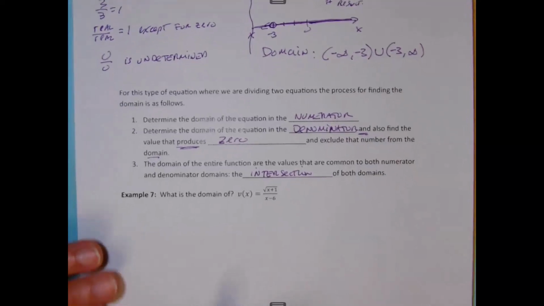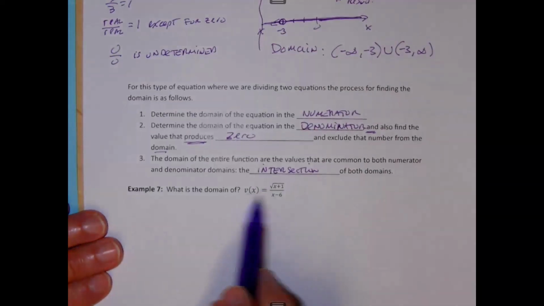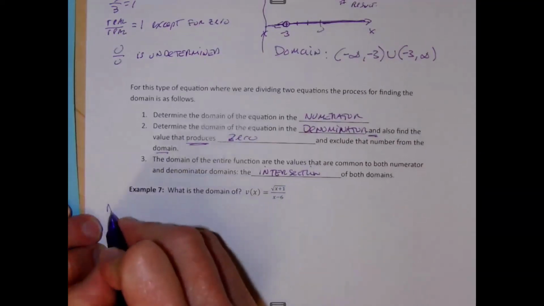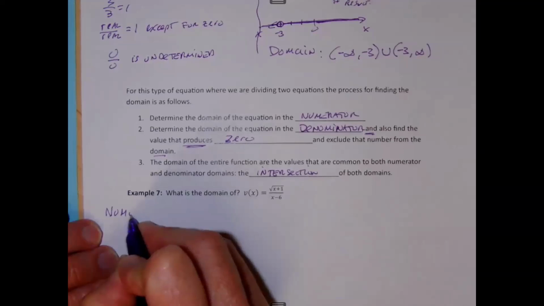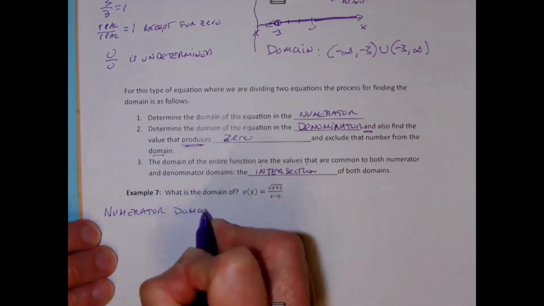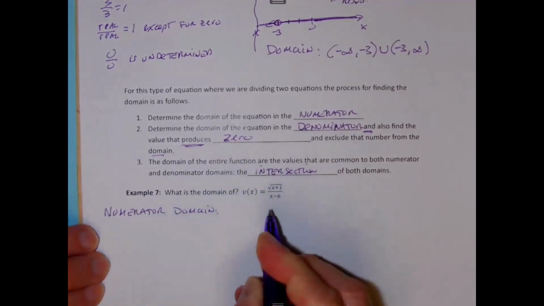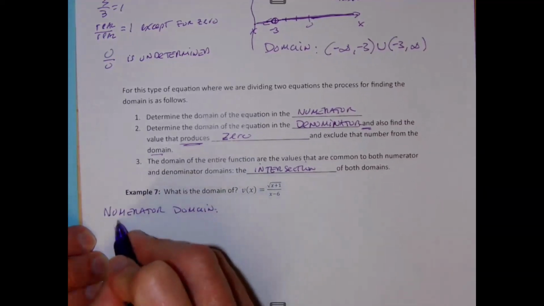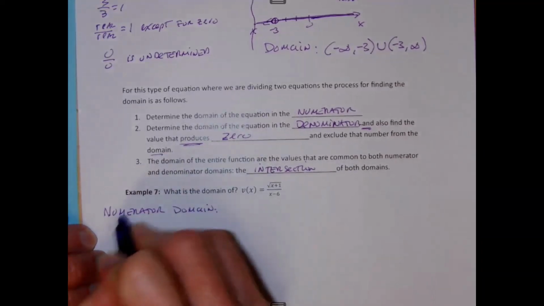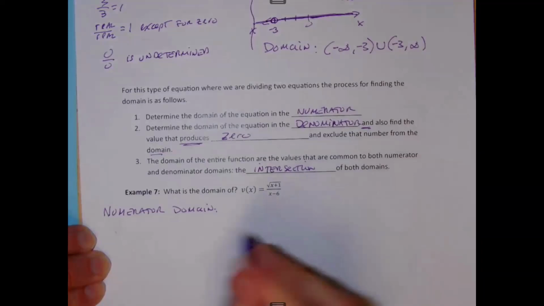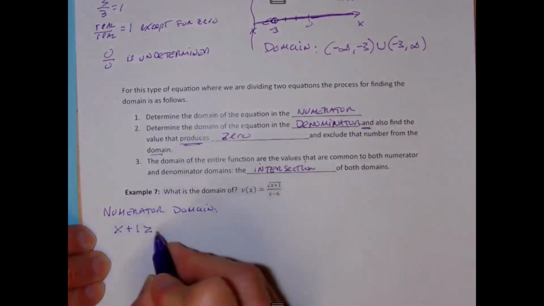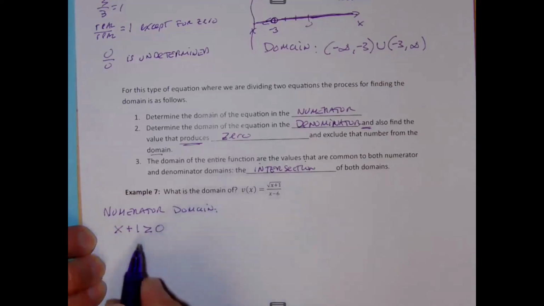Okay, so for example, what is the domain of this function? Well, let me look at the numerator. So, numerator domain. The numerator domain, well, what I have is a square root function. So now I realize, okay, the big thing with the square root function is that the radicand cannot be less than 0. So I need to figure out what I want.